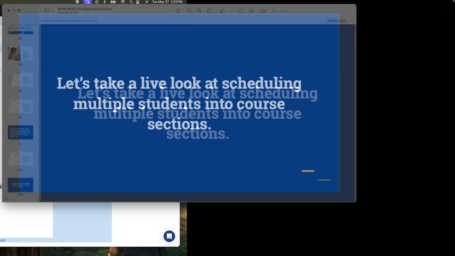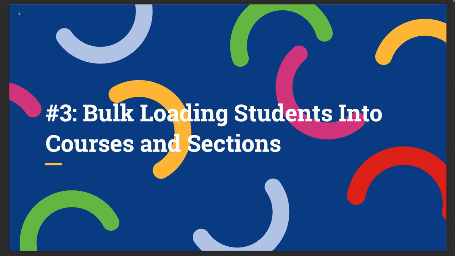All right, and then we've got one more method we're going to explain. Amy, do you want to walk through? We've got our speed method here. We're going to bulk load students into courses and sections. We've done the one student, now we've done a group of them, and now we're going to bulk load and add a whole bunch of kids at a time.